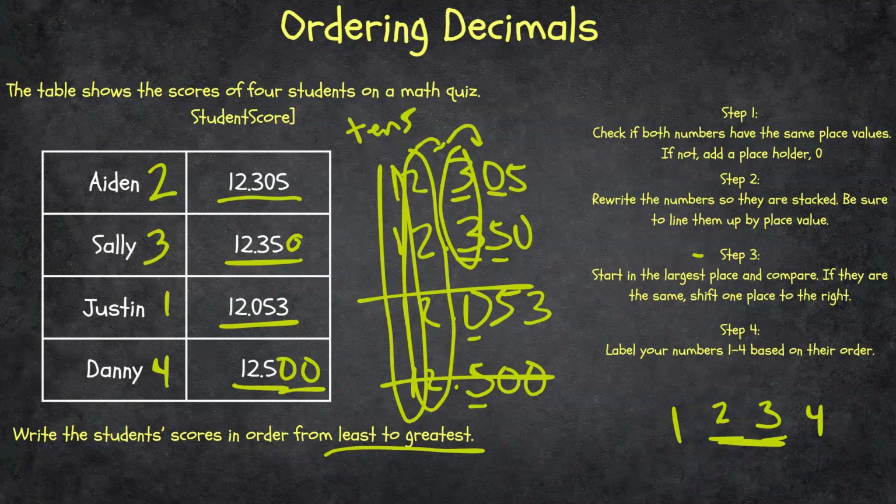Okay, so I'm using that exact same strategy, but now I'm just putting these in order 1 through 4 based on, am I putting it least to greatest or greatest to least?